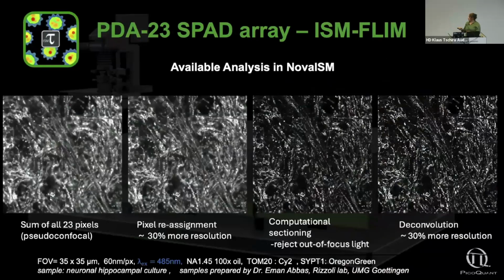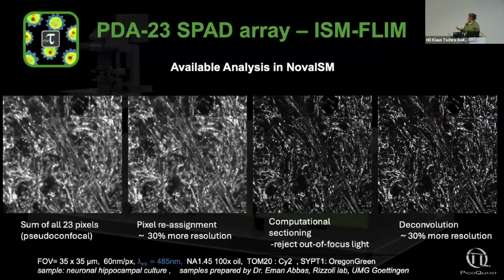This is an example measurement here, so you can see on the left side the sum of all 23 pixels, a pseudo-confocal image that is taken. Then we do pixel reassignment in the software to gain around 30% more resolution already. This is implemented in the software, so you don't have to adjust that. You can, but the software suggests a pixel reassignment automatically. And then also included in this Nova ISM add-on, we have computational sectioning, so we're separating out-of-focus and in-focus light, and then you can use the in-focus light image for further analysis.